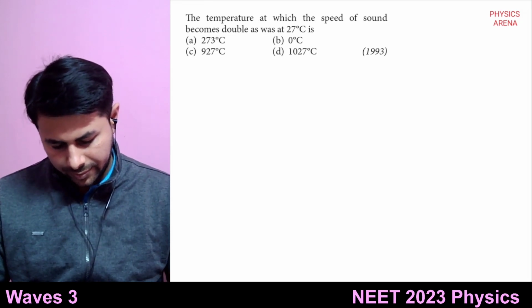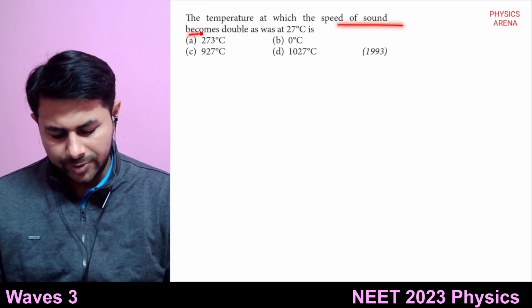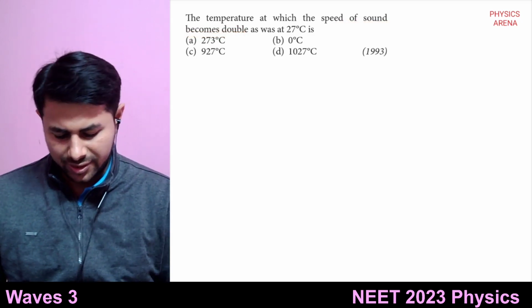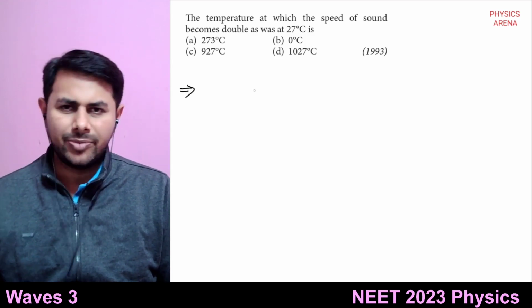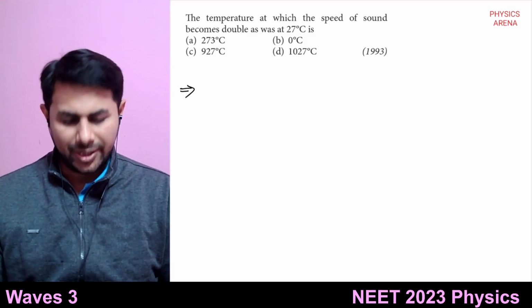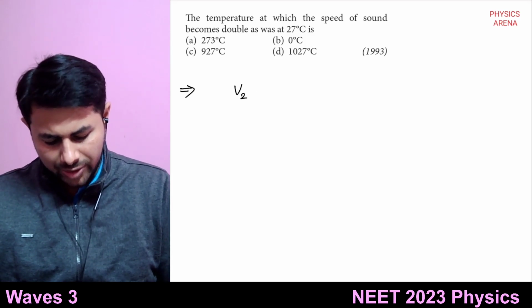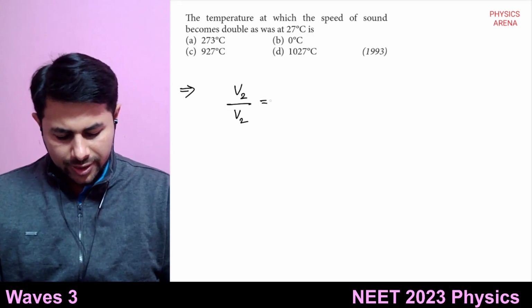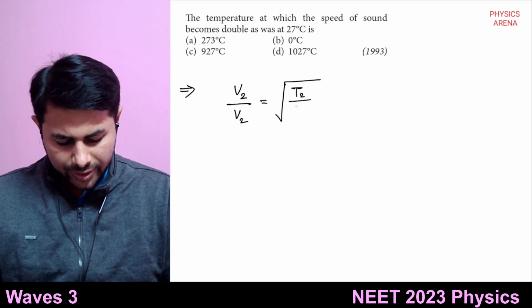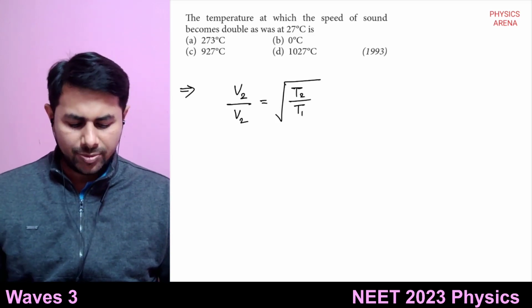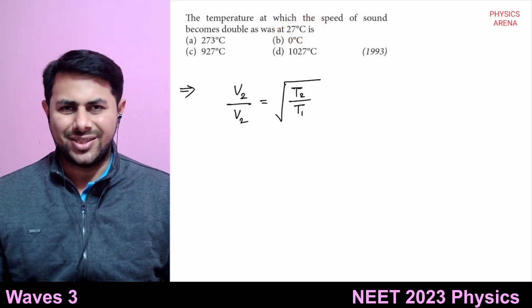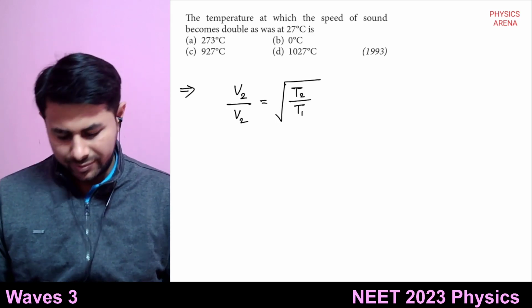Let's see the next question. The temperature at which the speed of sound becomes double what it was at 27 degrees Celsius is. First of all, we know speed is directly proportional to the root of T, temperature. So V2 upon V1 is equal to the square root of T2 upon T1, where T2 is the final temperature and T1 is the initial temperature, because V is directly proportional to root of T. But the problem is we cannot take 27 degrees Celsius as it is, right? We have to convert it into kelvins.